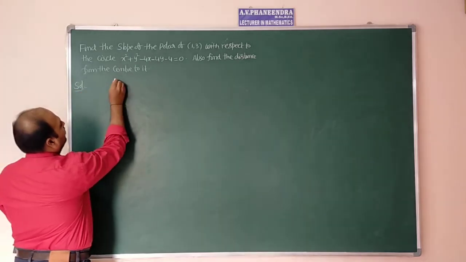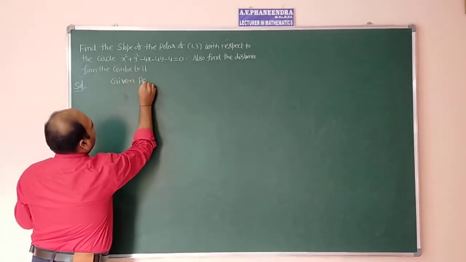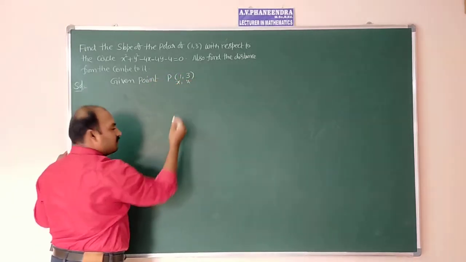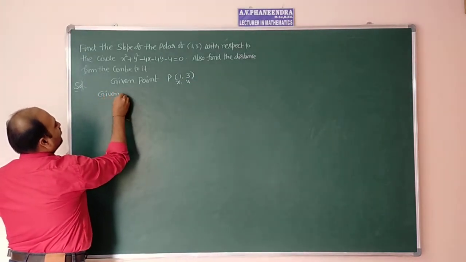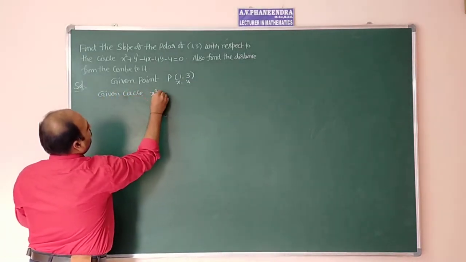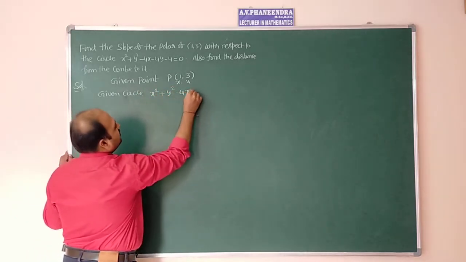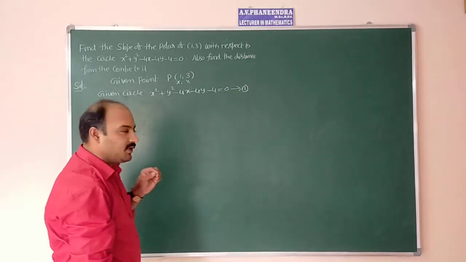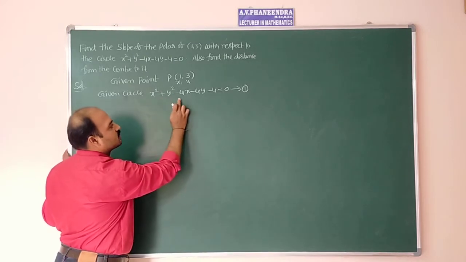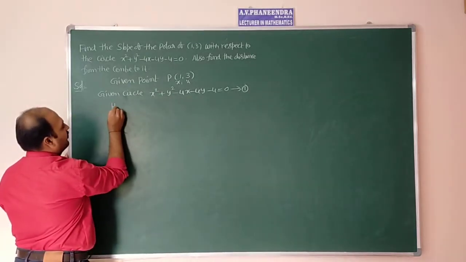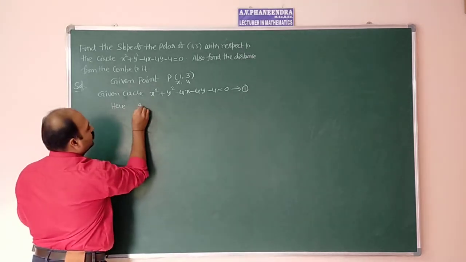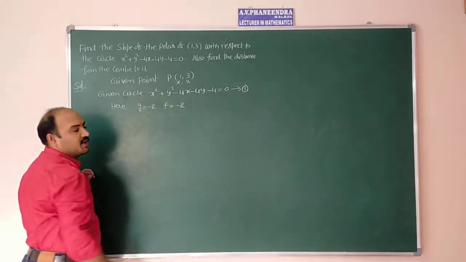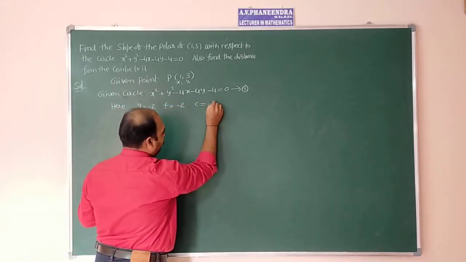So first, the given point and given circle. Given point P(1, 3), it is denoted by (x1, y1), and the given circle x² + y² − 4x − 4y − 4 = 0. Write the values of g, f, c by comparing with x² + y² + 2gx + 2fy + c. Here I am writing directly the values of g, f, c. So 2g = −4, g = −2, 2f = −4, f = −2, and c = −4.